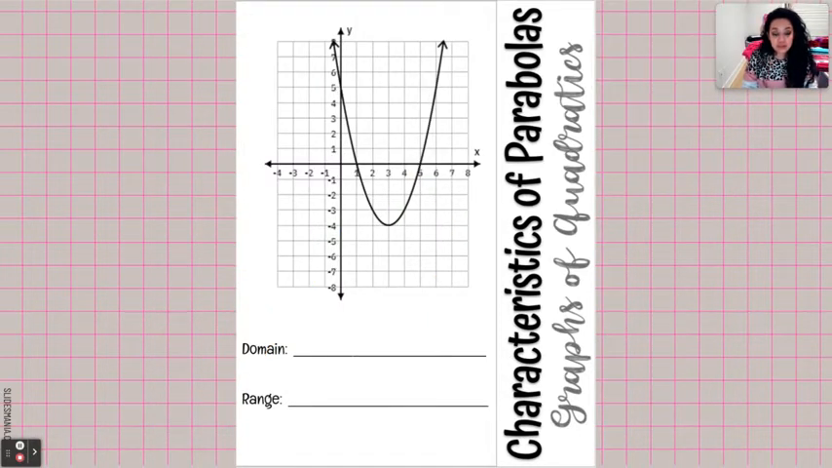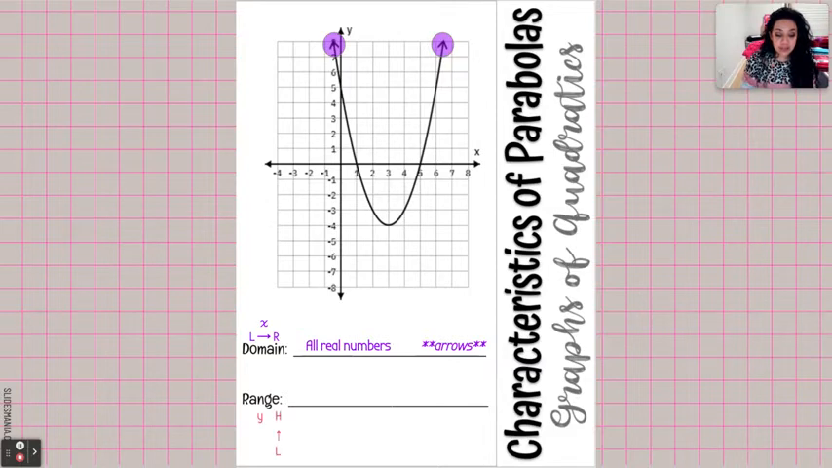So for domain, remember domain is all your x values, and we read it from left to right. So on the left starting point, you'll notice that there's an arrow. Okay, so that means it's going to go forever to the left. Then on the right end point, you notice there's another arrow. So that means it's going to go forever to the right. So when it goes forever in both directions, this means all real numbers. And a quick way to remember this is, since I'm reading left to right, if there are arrows on my left and right, it's going to mean all real numbers.